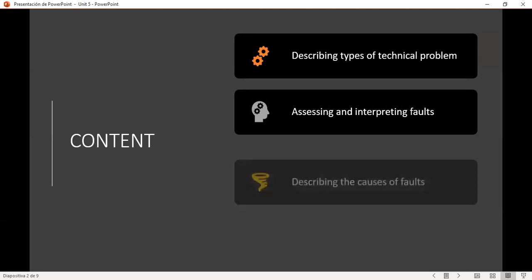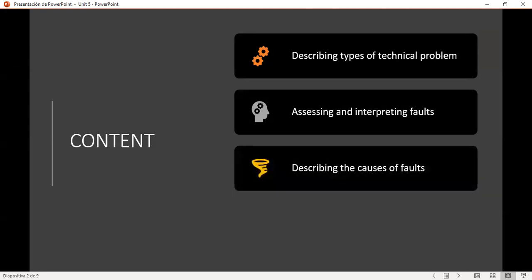The third one will be describing the causes of faults. We're going to look for the reasons. Why did this happen? Why didn't the machine function? Why is this? What is the root cause? And how can we change it?